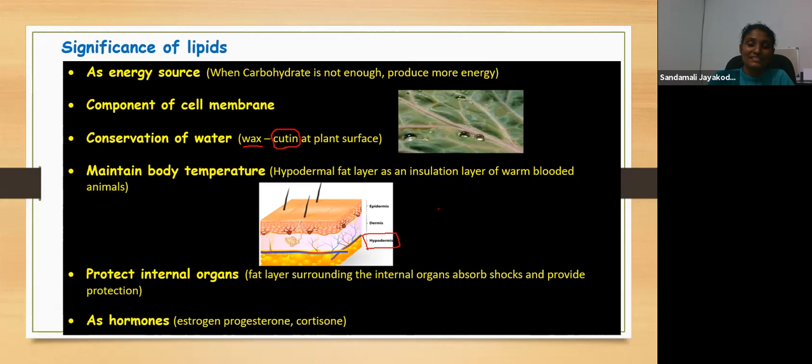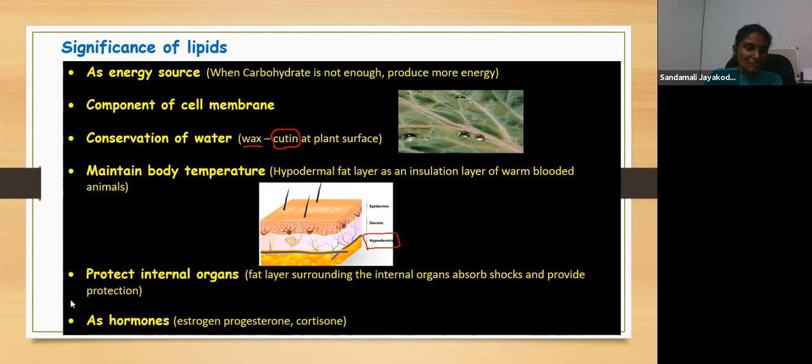As the next function, it protects the internal organs. When we think about our body, all the body organs are covered with a fat layer, a lipid layer at the top of each and every organ. They are not rubbing each other. They absorb shocks and provide protection to our internal organs. So there are no resistant forces between them. They are not damaged, so they are protected.